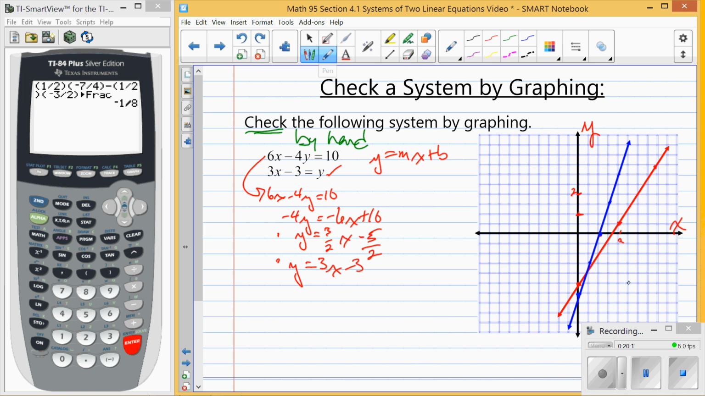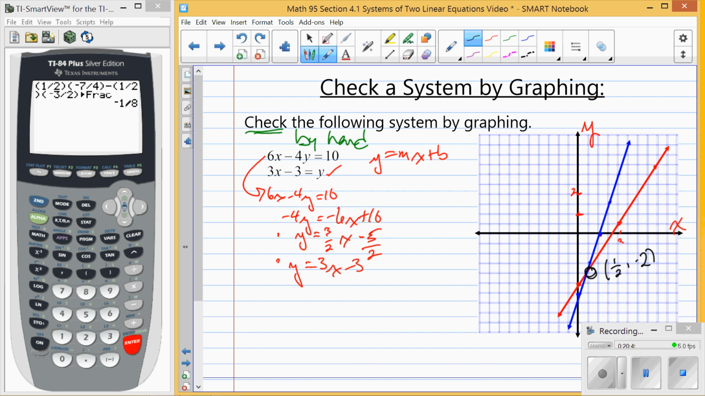So when I'm looking at the graph, the part of the graph I'm looking for to find my solution is where the x value and the y value are the same in both equations. And it looks like that happens right down here. Now, based on my scale, that should be 1/2 and -1, 2, 3, 4/2, so -2. 1/2, -2.